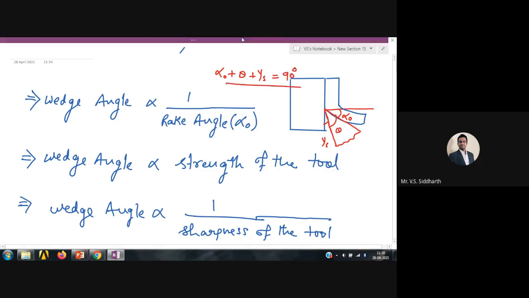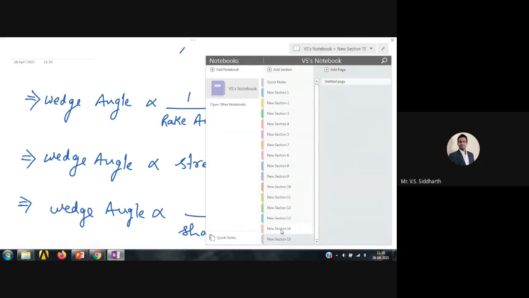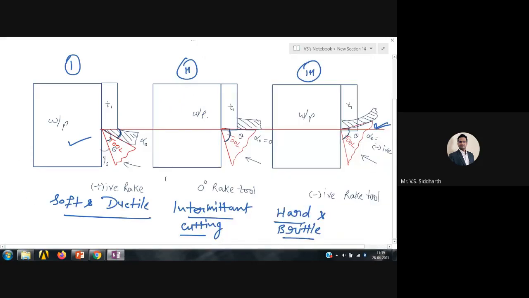Have you understood the various relationships I have established here, about what kind of tool we use in which kind of configuration? Positive rake tool, negative rake tool, and zero rake tool. For soft and ductile materials we go for positive rake, in which the wedge angle is less, the strength of the tool is less, but the sharpness is more. For intermittent cutting, we go for a zero rake tool. And for hard and brittle materials, we go for a negative rake tool.